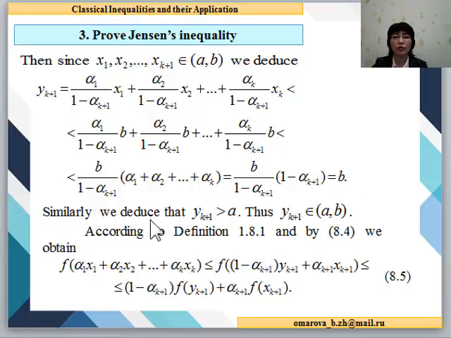Then, similarly, we deduce that the new variable y sub k plus 1 is greater than a. Thus, y sub k plus 1 lies in the segment AB. According to the definition number 1 in the last lecture and by the equality number 8.4, we obtain the inequality number 8.5.